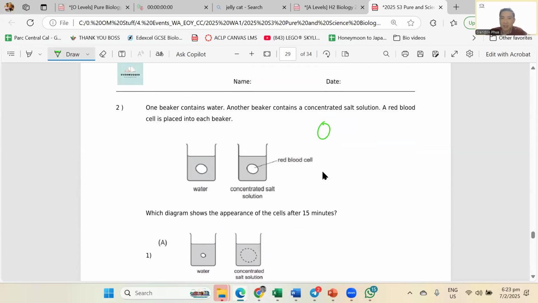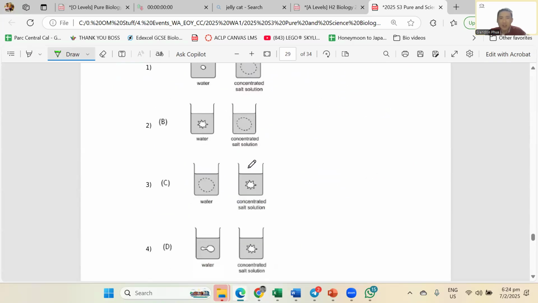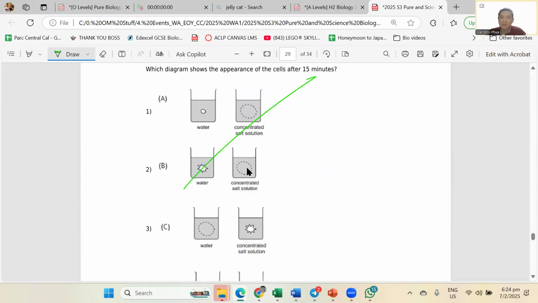Step 1, osmosis. Then concentrated salt solution, water potential. Step 2, draw my arrow. Water will move out of my red blood cell. Just step 3. So concentrated salt solution here is a lower water potential. Red blood cell is higher. Step 2, step 1. Step 3, I draw my arrow. So if water is going to leave my red blood cell, what's going to happen to the right side? It will shrink. So if I know it's going to shrink, straight away, A and B are gone.